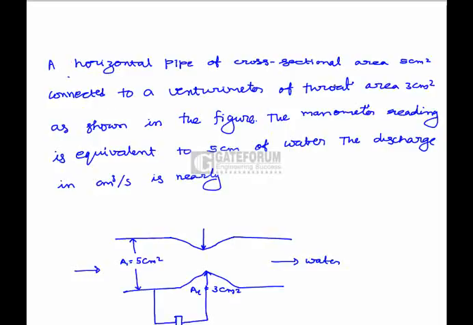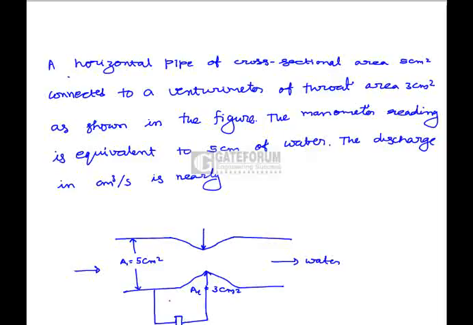A horizontal pipe of cross-sectional area 5 cm² is connected to a venturimeter of throat area 3 cm² as shown in the figure. The manometer reading is equivalent to 5 cm of water. The discharge in cm³ per second is nearly... Here we have to find out the discharge in the pipe.